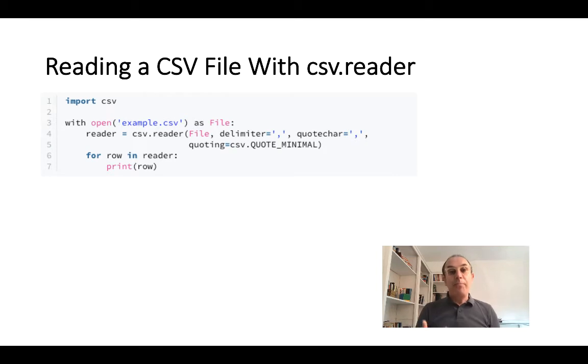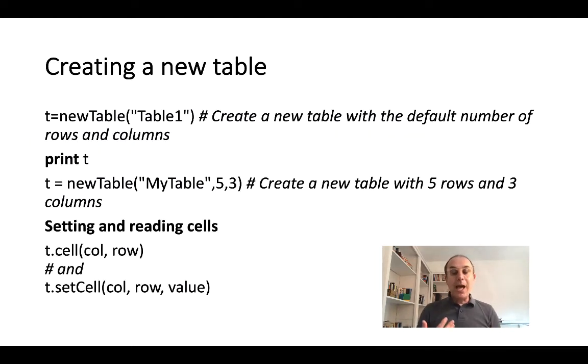And you're going to say reader, and I'm going to say what file and what is the dimensions that I want Python to read it. And I'm going to say I want the quote, and by using it, I will be able to apply as a reader. So now I can also create a new table inside this file. So t is new table, and it creates a new table with the default numbers of rows and columns, and print t will print what will come out of it.